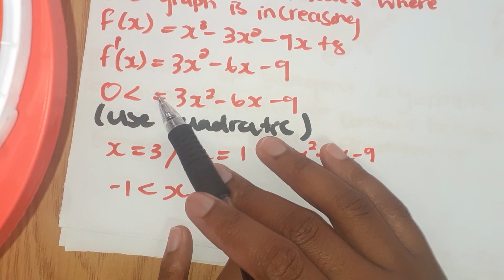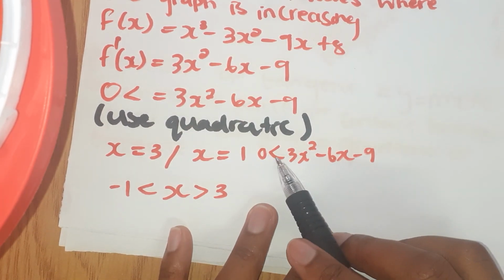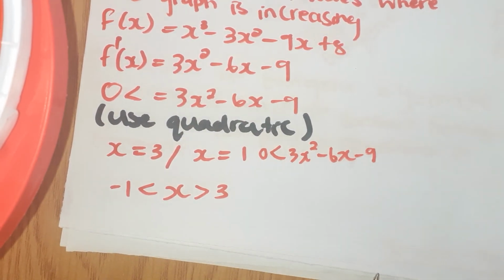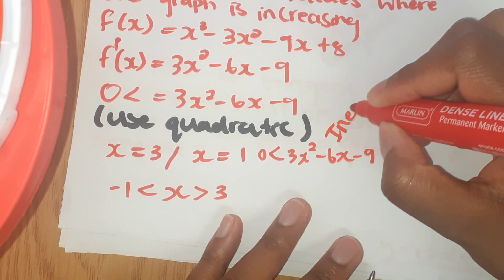Then we have to equate here. I made a mistake with this equals sign. You have to use an inequality here. Now this is an inequality.